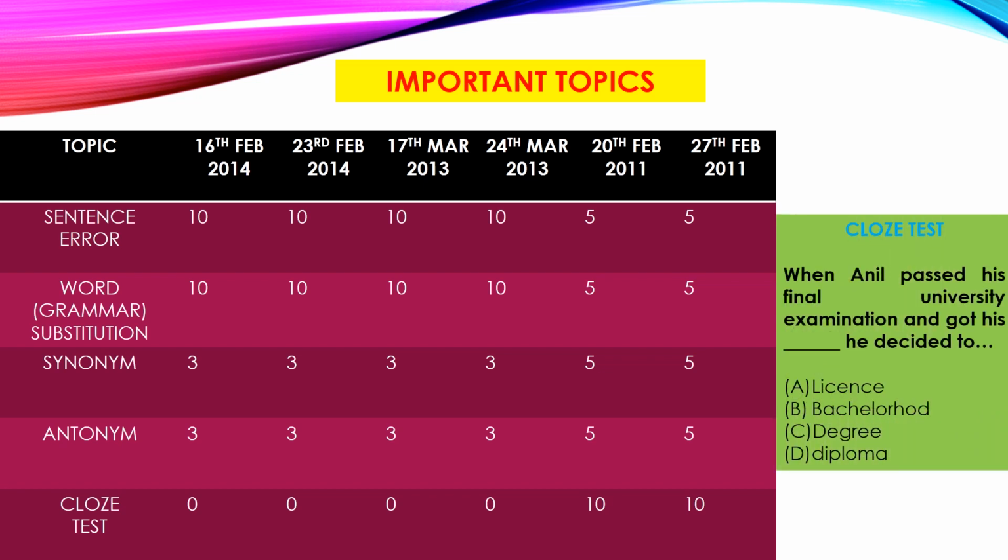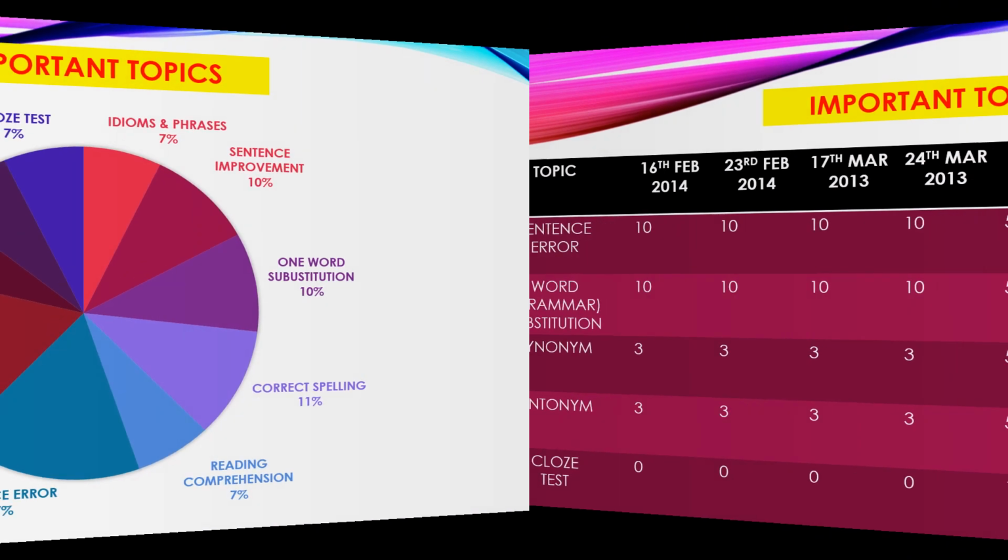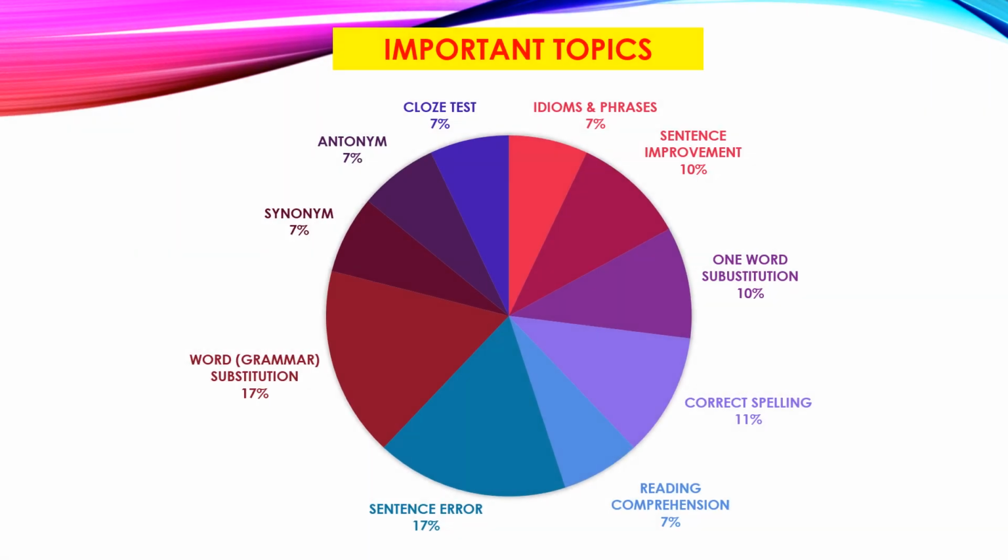Cloze test. In this type of question, a paragraph is provided with lots of blank spaces in between. You have to find the correct word which best fits that blank space. For example, when Anil passed his final university examination and got his degree. Thus, what we can conclude is that from the English section, if we prepare these 10 important topics, then we can be sure of attempting all the 50 marks.